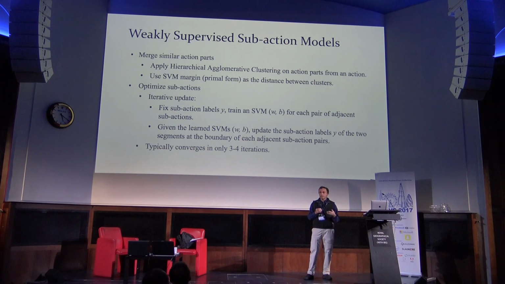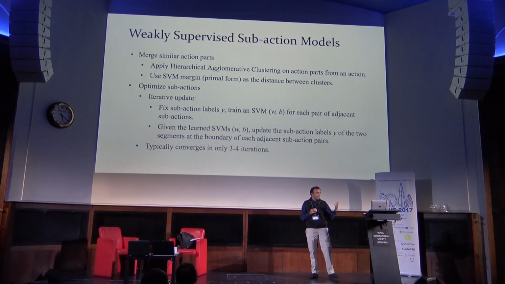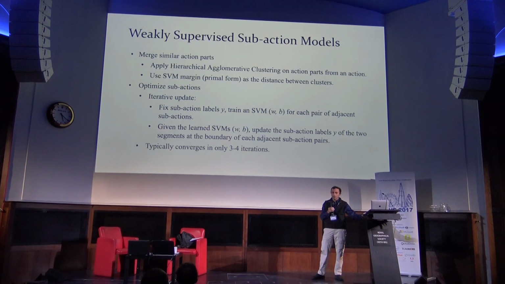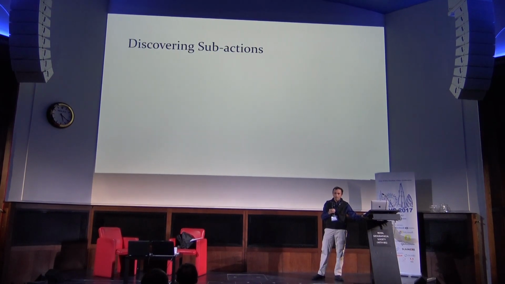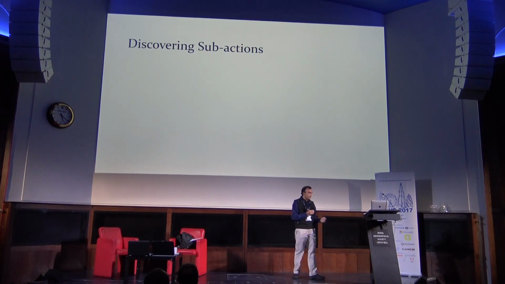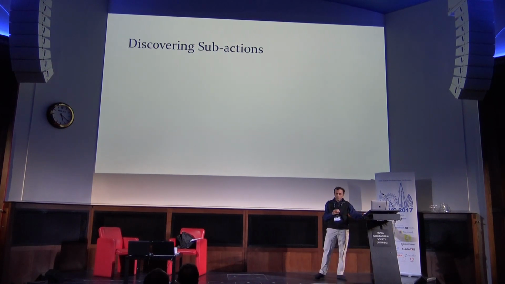And in this formulation, it's a little iterative procedure that trains little, in this case, SVM models for pairs of adjacent subactions, and then using these learned SVMs, you can adjust the boundaries. It'll be easier to see this in pictures, but this is the overview of the algorithm. All right, so let's look at what these subaction things are doing.